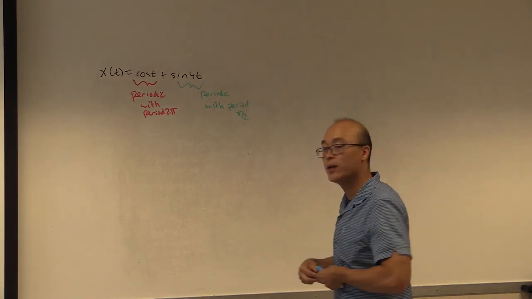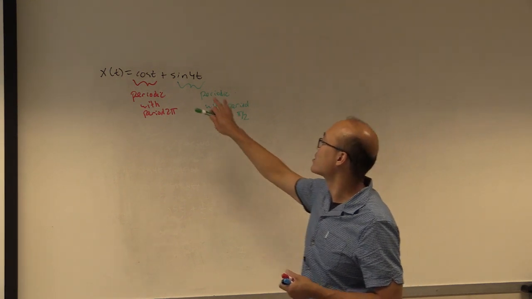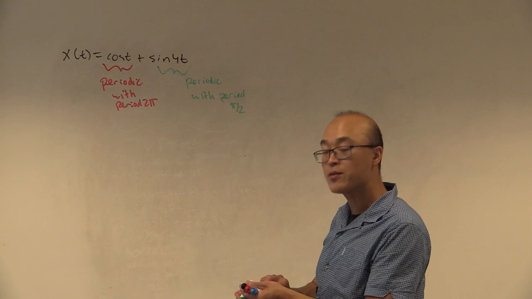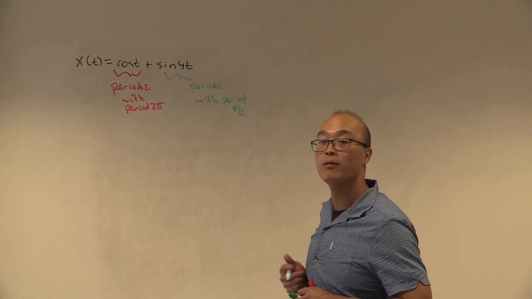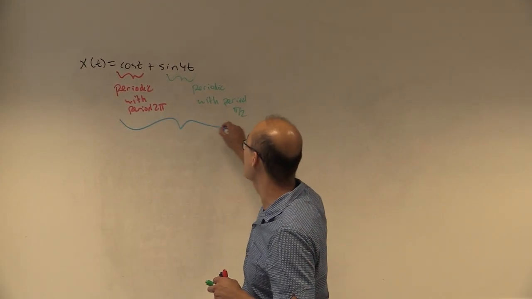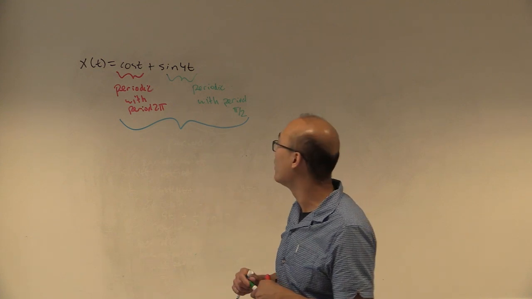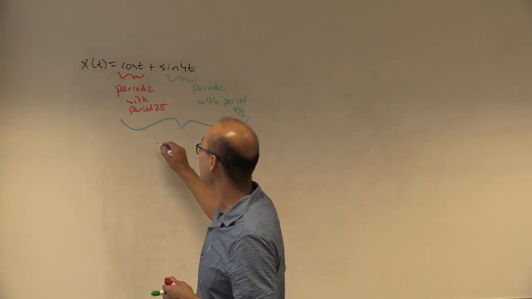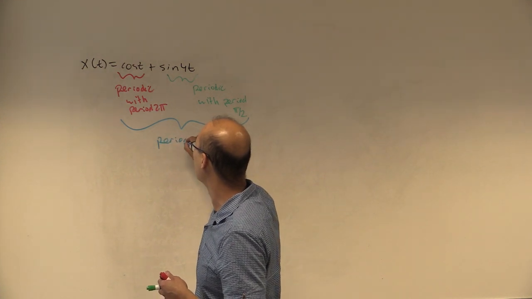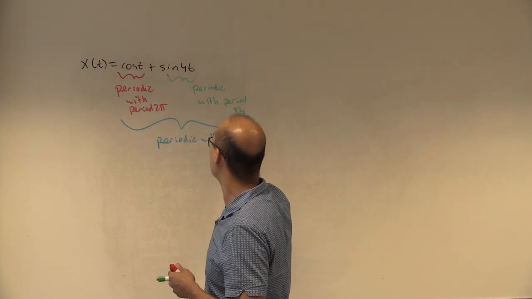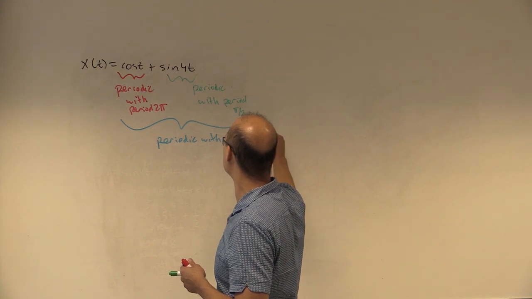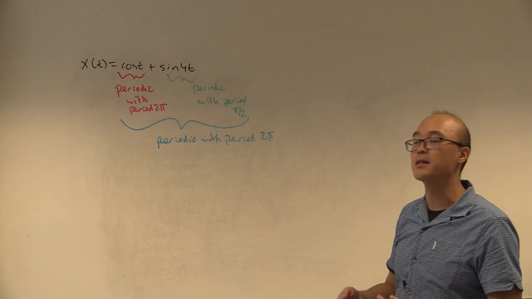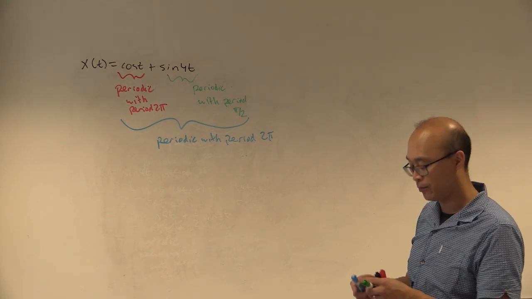So what we have to do is take a look at whether there's a lowest common multiple of 2 pi and pi over 2, and if so, this will form the period of our overall signal. In this case, we can see that the lowest common multiple between 2 pi and pi over 2 is going to be 2 pi. So that means our overall signal is going to be periodic with period 2 pi. In this particular case, the sum of two periodic signals is itself a periodic signal.